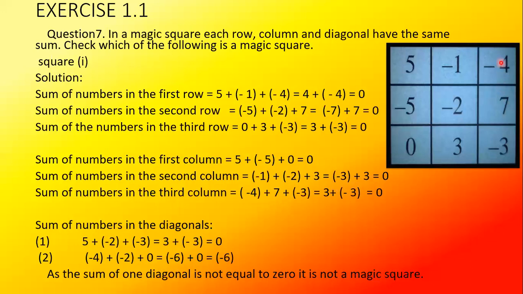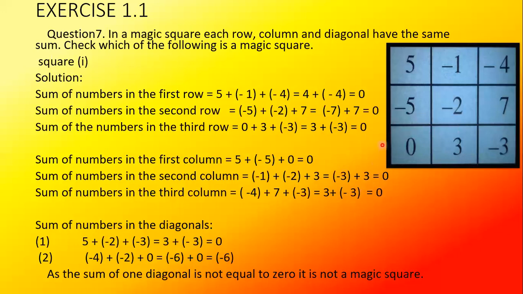Now we will move to the next column: -4, 7 and -3. Here I have taken them order wise only. First I have taken -4 and 7. One is positive and one is negative, so we will take the difference. The difference of the absolute values is 3, and we give the sign of the greater integer. The greater integer is positive, so the answer is +3. Plus -3, that is the third integer we add, that also gives the answer 0. So if we add the numbers in each column also, we are getting the answer 0.